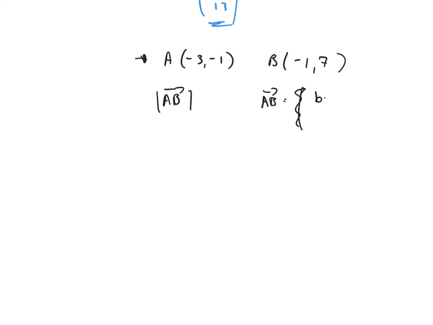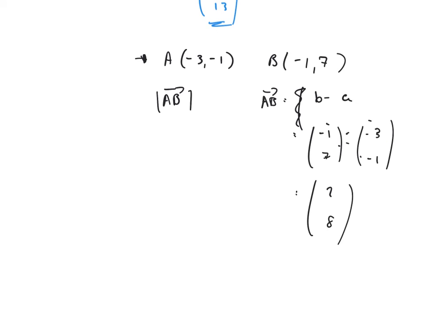Let's say that we've got a point A, which is -3, -1, and B, which is -1, 7. And then the question is to find the magnitude of the vector AB. Well, the first thing that we need to do is to find the column vector in itself, so that's going to be AB equals B minus A, and that's going to be -1, 7 minus A, which is -3, -1. Okay, -1 minus -3, that's -1 plus 3, that's 2, and then 7 minus -1, 7 plus 1, that's 8. I can now go about finding the magnitude.